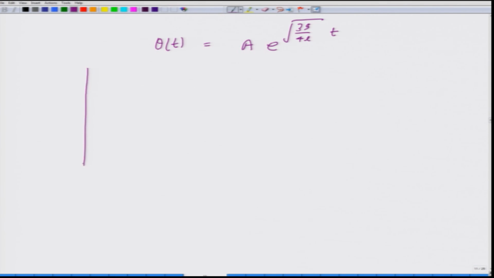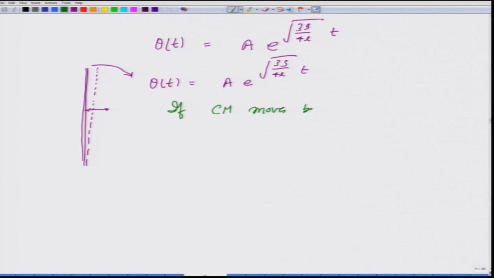So let us see now. What I am describing is a vertical rod. It initially got displaced by a slight theta, and now it is moving with theta of t equals a e raised to square root of 3g over 4L t. Let us say now, if the center of mass, Cm, moves by distance x Cm with respect to the finger, the rod falls.